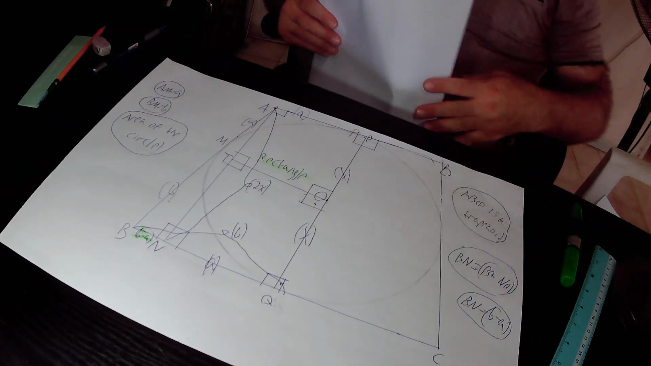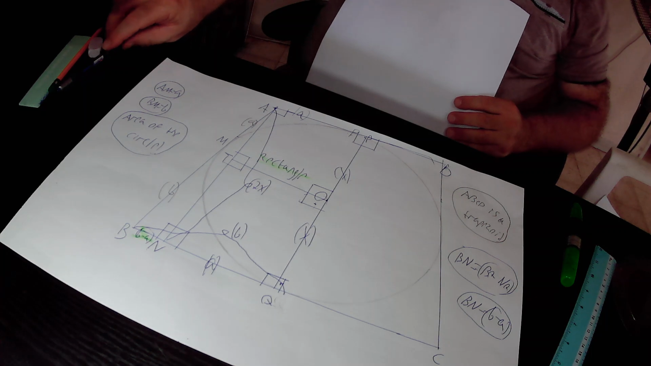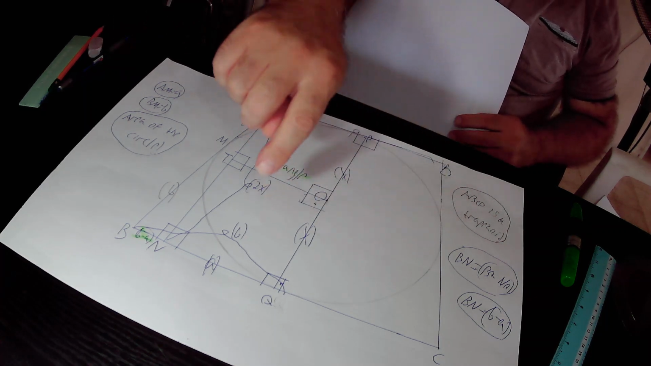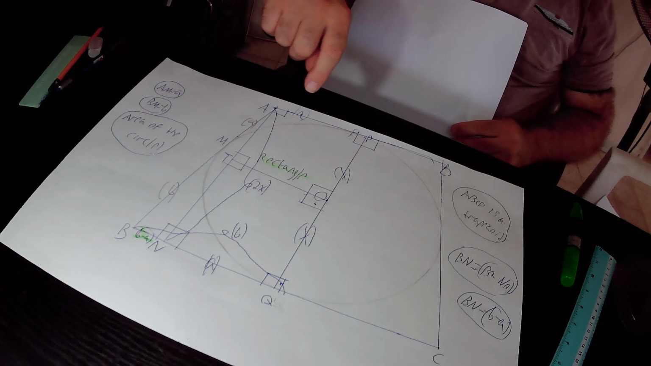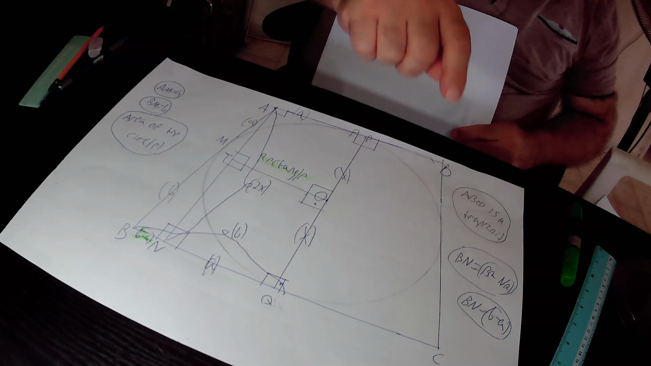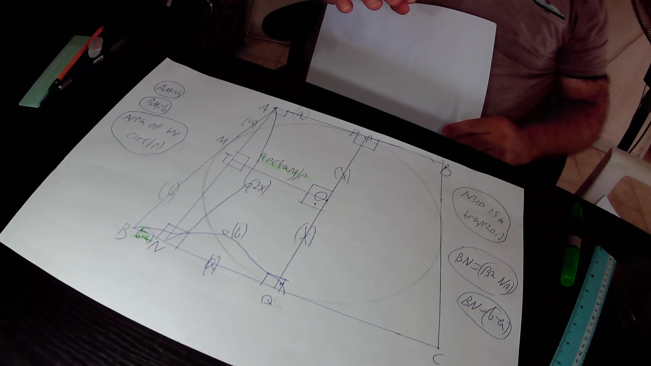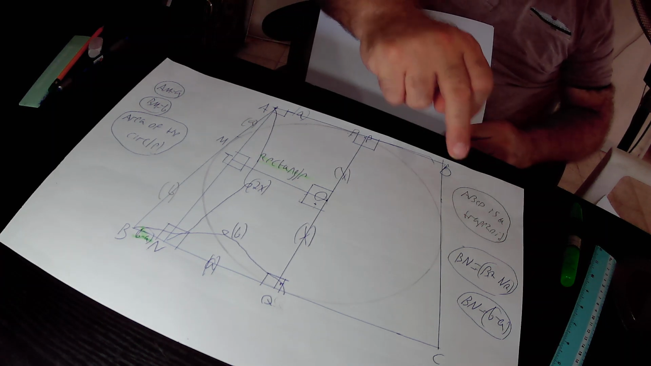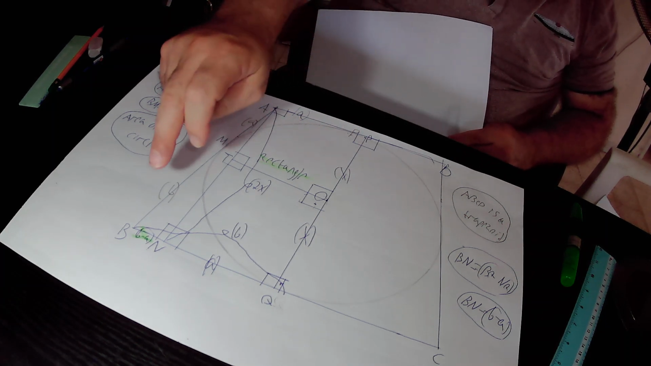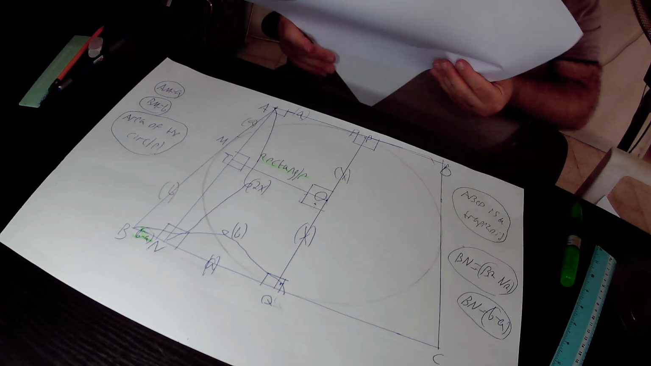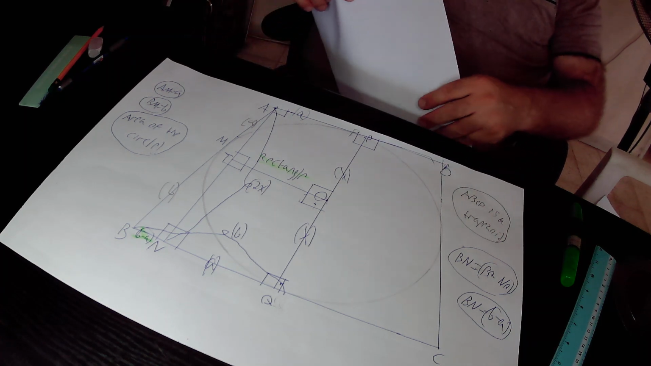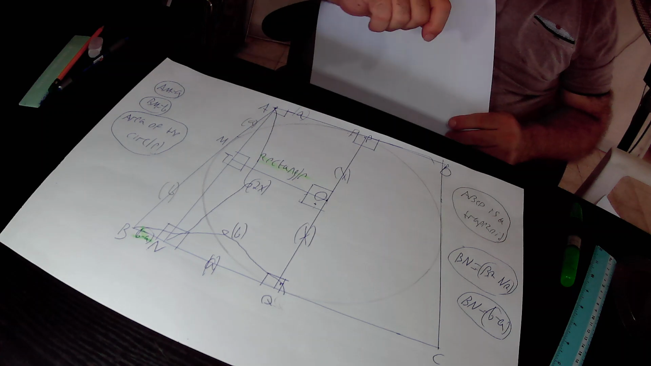Our mission in this first question is to find out the area of this circle that is described by this trapezoid ABCD. A trapezoid is a quadrilateral with one pair of parallel sides. In this trapezoid ABCD, side AD is parallel to side BC. So we have to find out the area of this circle.